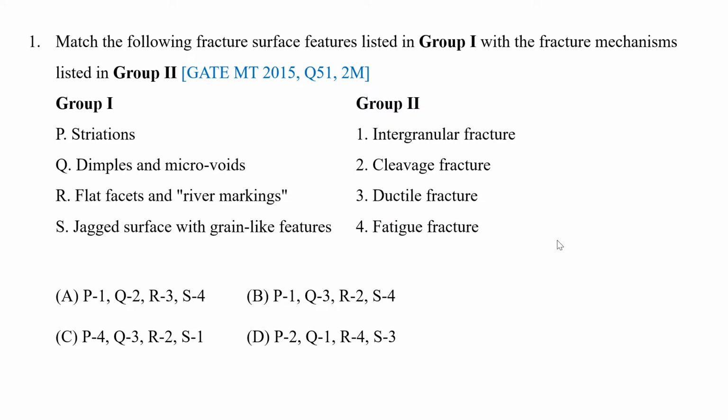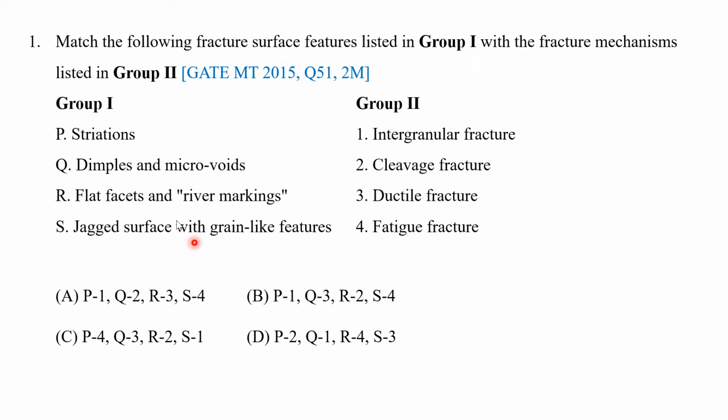So the first question today is, match the following fracture surface features listed in group 1 with the fracture mechanisms listed in group 2. In group 1 we have striations, dimples and microvoids, flat facets and river markings, jagged surface with grain-like features. And in group 2, we have intergranular fracture, cleavage fracture, ductile fracture, and fatigue fracture.